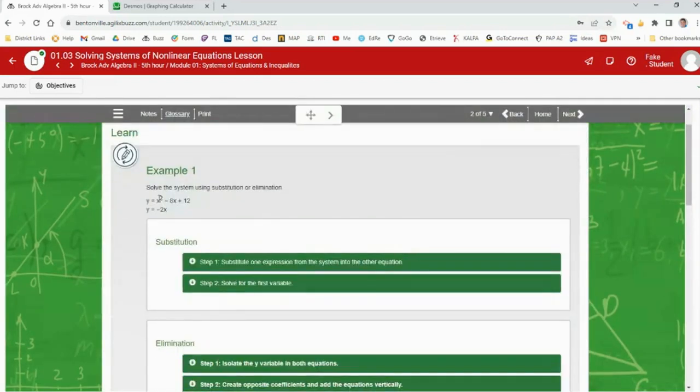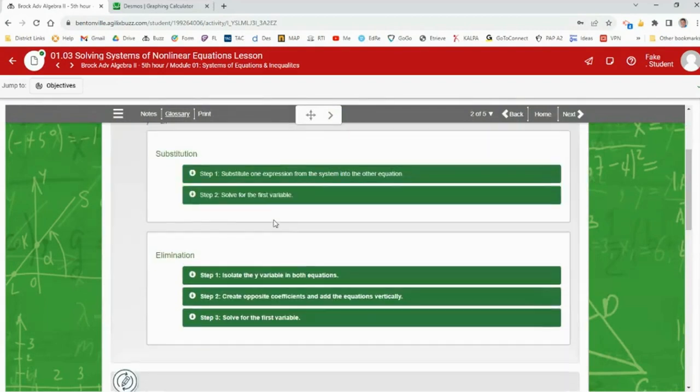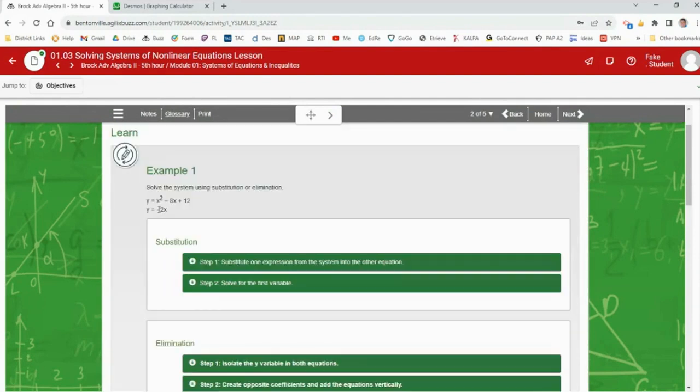All right, this one says solve the system using substitution or elimination. It's 2 steps with substitution, it's 3 with elimination. But here it is, let me write this down. Y equals x squared minus 8x plus 12, and then y equals -2x.